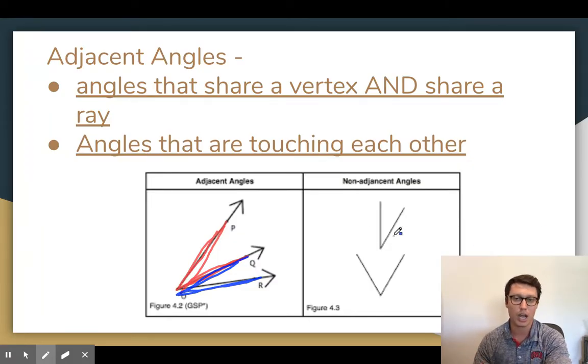These obviously are non-adjacent angles. They are not touching each other. They do not share a vertex. They do not share a ray.